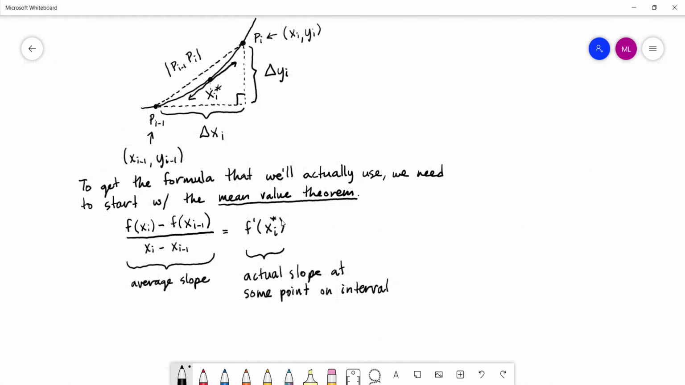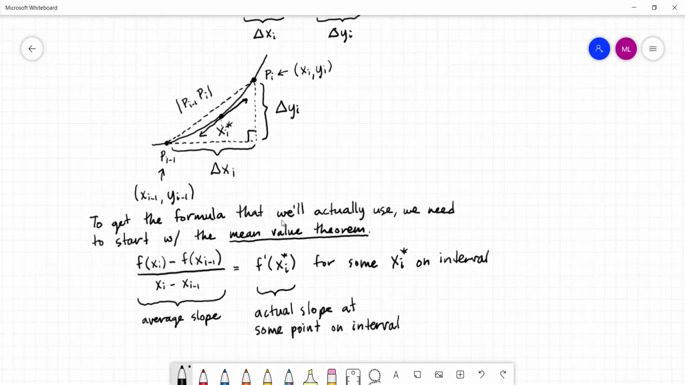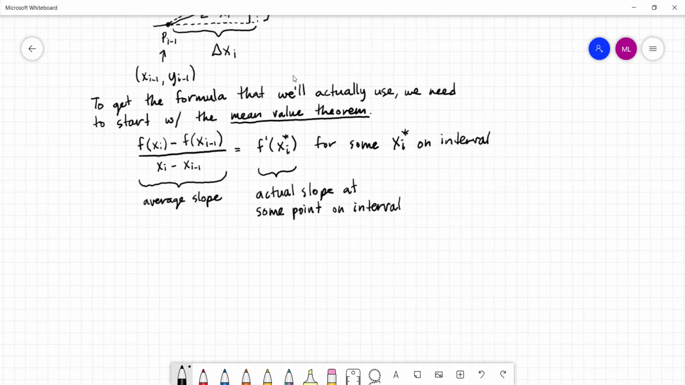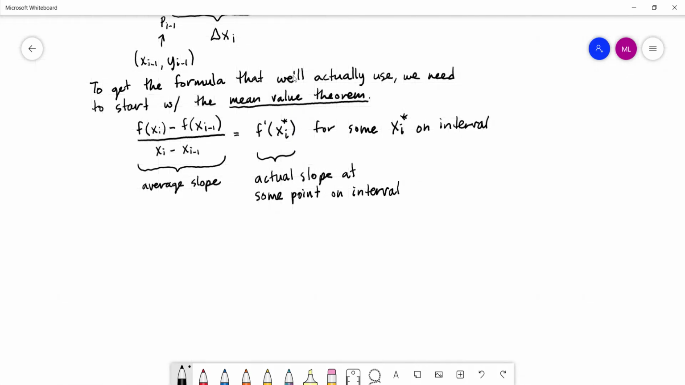So this is for some point x sub i star on the interval that we care about. And I've just drawn it into the picture up here. We don't necessarily need it, but that's kind of the idea. There is a point, assuming this is a well-behaved smooth curve, somewhere between p sub i minus 1 and p sub i where the slope at that single point matches the average slope between the two values. And we're going to use this to just rearrange things.